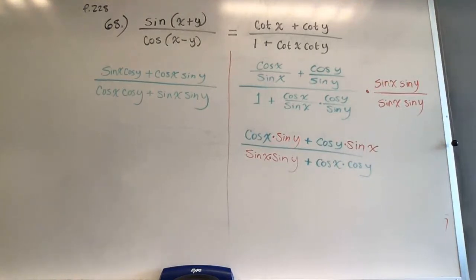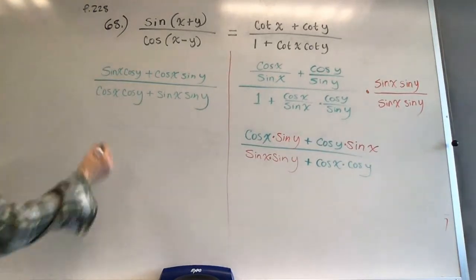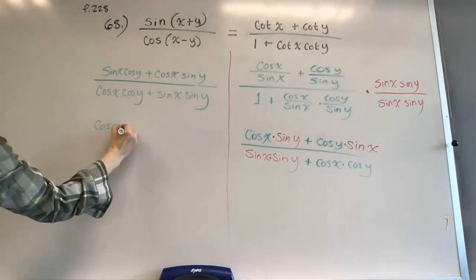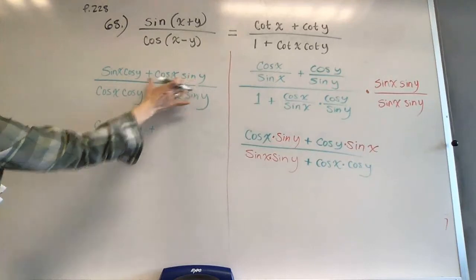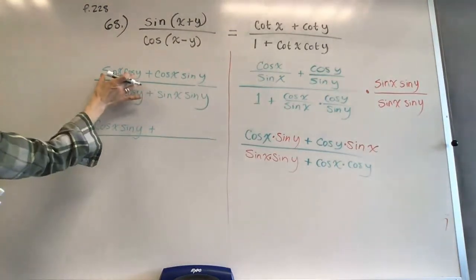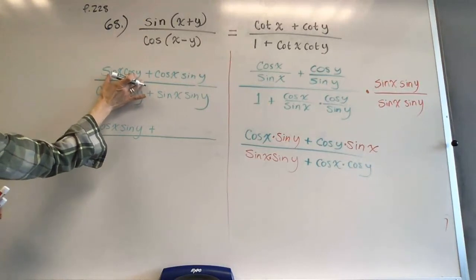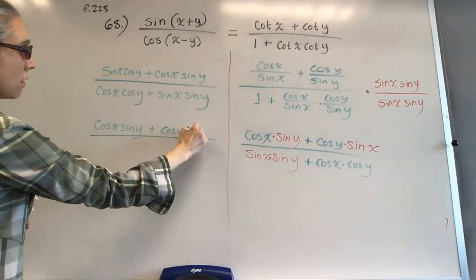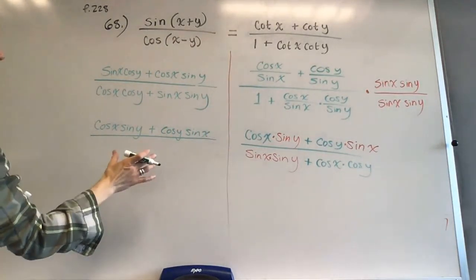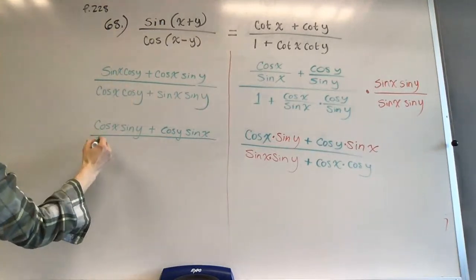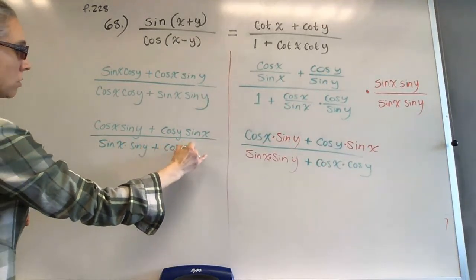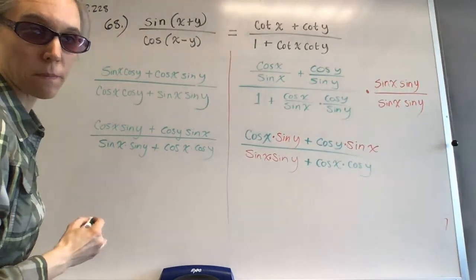So, are these identical? Pretty much, yeah. All I have to do is rewrite this now: cosine x sine y gets moved over here, and cosine y sine x is this term moved over here and flipped around. That's good. The denominator, we just need to switch the order here, and we have sine x sine y plus cosine x cosine y. Ta-da!